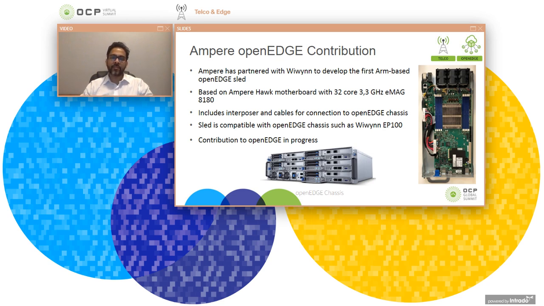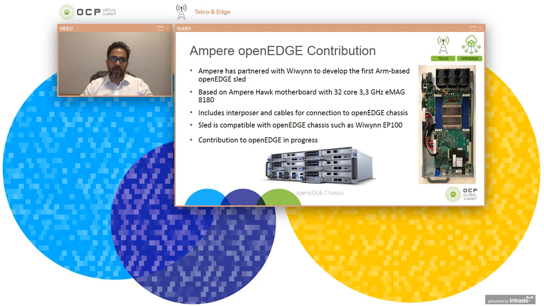But before I talk about that, let's talk about the product that Ampere already has out there in the marketplace. So Ampere has the eMac family of products that are available for deployment today. We have 2 SKUs in that family. One of them is a higher performing eMac 8180, which is a 32-core, 3.3 gigahertz product with 8 memory channels running at 125 watt TDP. This product is what is being used in Ampere's Hawk motherboard. The Ampere Hawk motherboard is designed specifically to meet the requirements of the telco and edge customers.